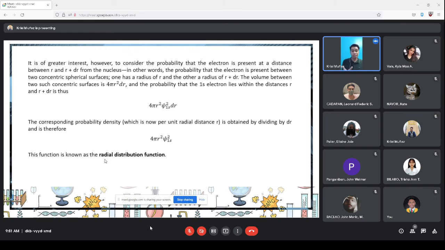the best thing, class, to put it is we allow the electrons to orbit at allowed r values and not just stick on the value for the Bohr radius. Okay, yeah. So in other words, the probability that the electron is present between two concentric spherical surfaces.